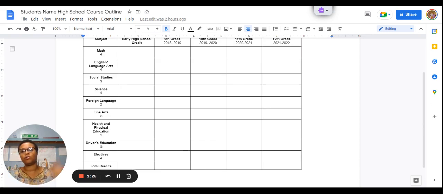But for our school, I typically saw that people had at least a half credit, which is a semester of a fine art. For health and physical education, usually you have half a semester of health and half a semester of PE. I put driver's ed down as a half credit because my children took it through dual enrollment. And then I put down 4 electives because that's about the average amount of electives. So that's about 23 credits.